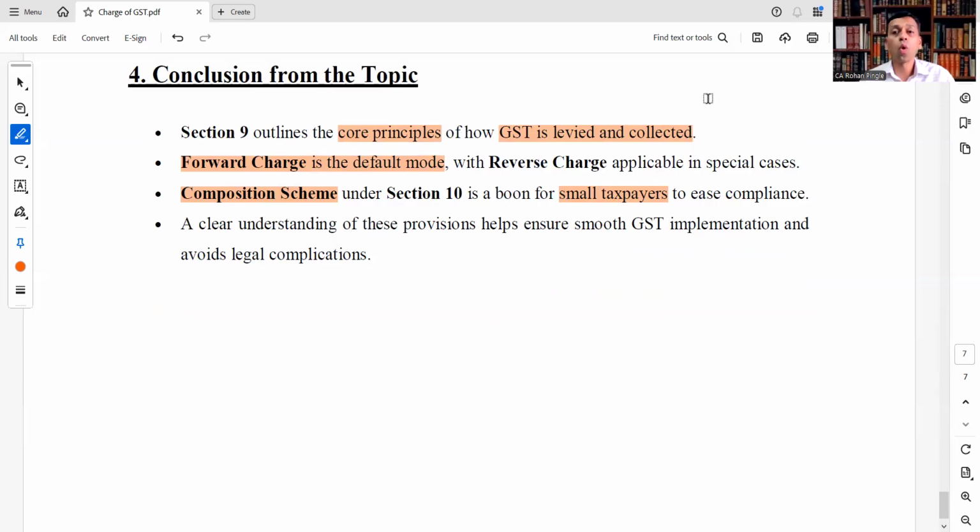This is what we have learned today. Hope this learning is helping all of you, because my motto for this video series is that it can be understood by every one of you. That is the main motive of this video series, this GST Relearn series.